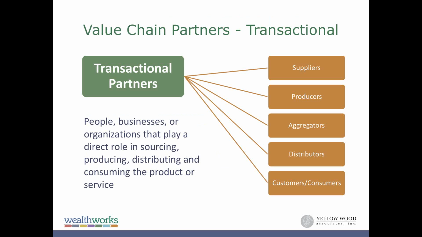So how does that come about? Let's just step back for a second and talk about value chains a little more generally, and then we'll get back to WealthWorks value chains. We start with the transactional partners, the people that play a direct role in getting the product or service to market. These are going to be suppliers, producers, aggregators, distributors. These are the people that if any of them didn't exist, you wouldn't be able to get that product or service to market. You wouldn't be able to consume it. You wouldn't be creating value. So those are the transactional partners.